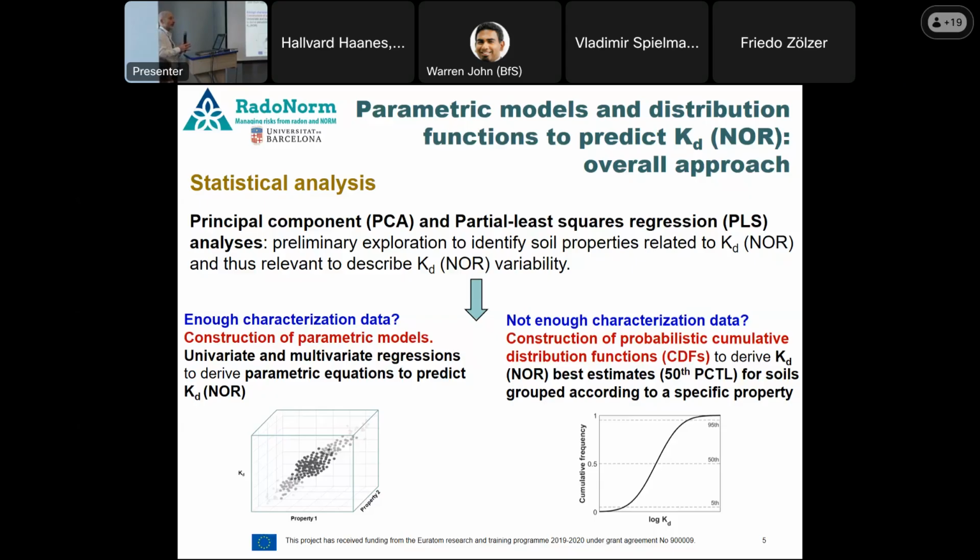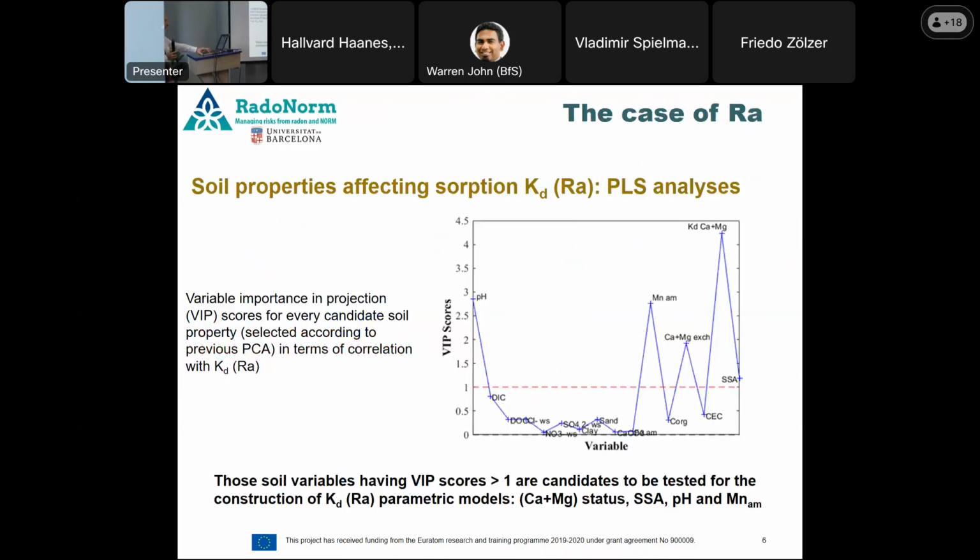When the scenario was a little bit exciting because we didn't have enough characterization data, a second approach was to construct probabilistic functions in order to compare different populations of KD, and from that to be able to derive a best estimate of a soils group according to a relevant property. And then from the 50th percentile, we have a best estimate, which always is going to be a better approach than using a single overall KD for a single radionuclide, regardless of the properties of the soil. So those are the two, and I'm going to put some examples of every scenario.